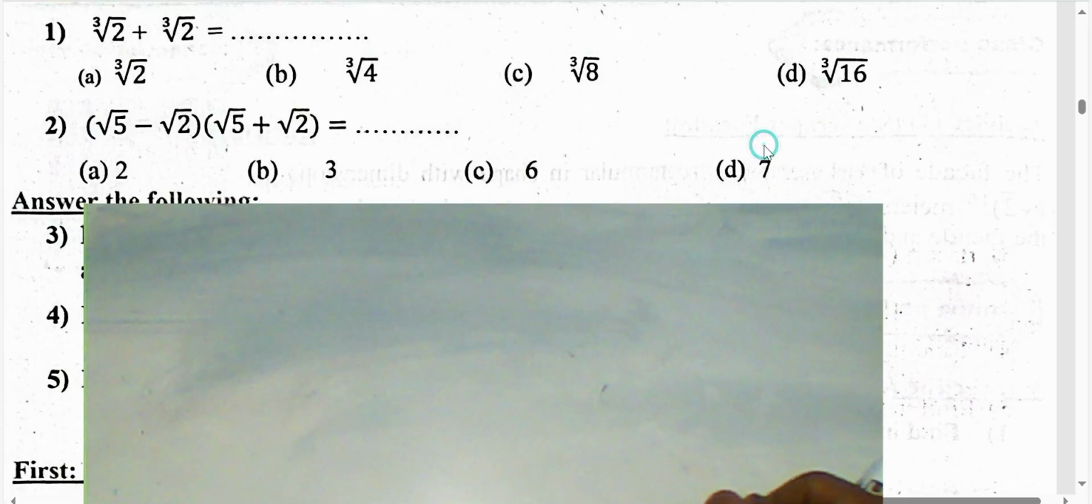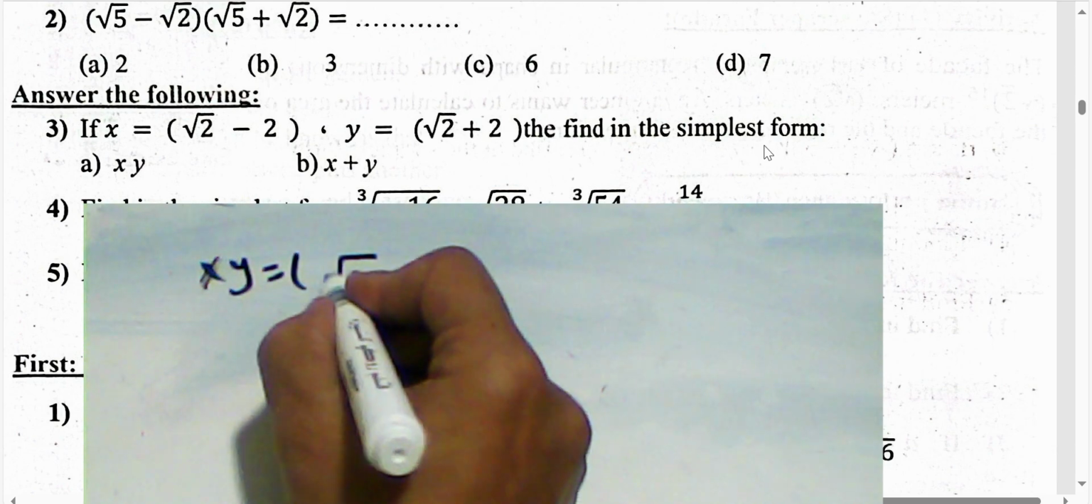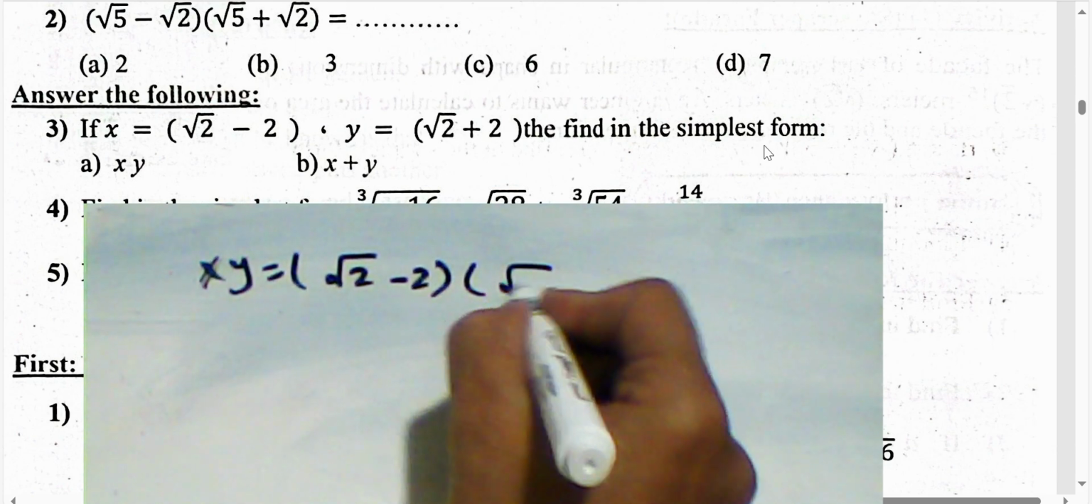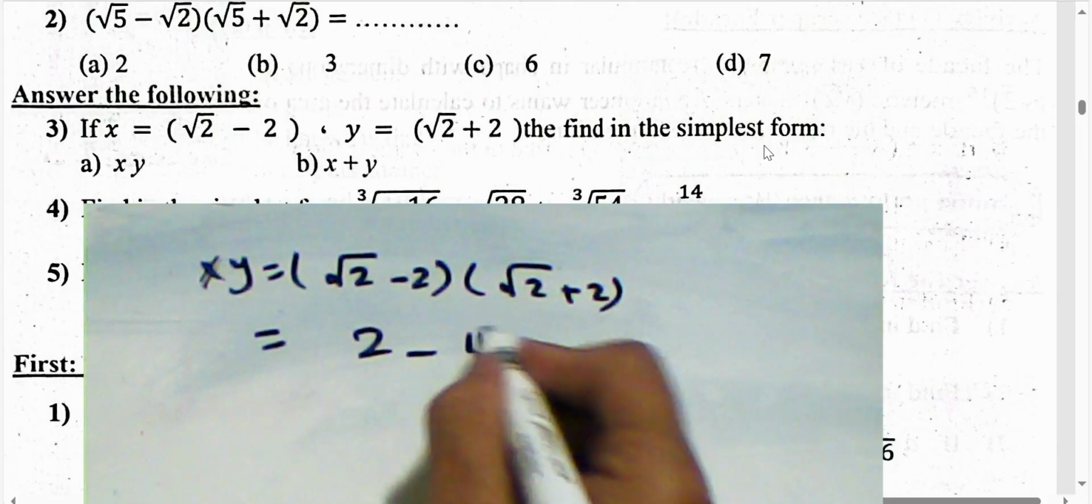Next example. We have the value of x and the value of y. We can find the simplest form of x multiplied by y. Look here, x and y are conjugate numbers. Then the answer will be first by first and second by second. If we multiply x by y, we have square root of 2 minus 2 multiplied by square root of 2 plus 2. Then the difference between them equals negative 2.